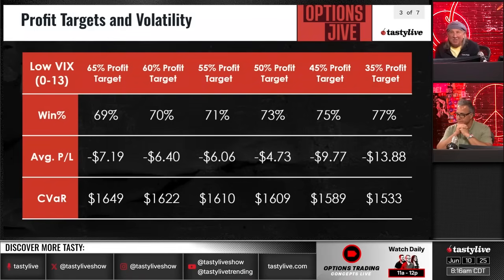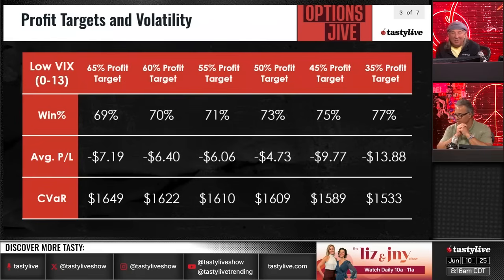The problem here is that all of your average P&Ls... You don't make any money. You take all the risk. Not quite, that's low VIX. CVaR is the same across the board, meaning you don't take a crazy amount of risk, but you don't make any money. Why? Knowing this, why did you make these trades with low implied volatility? Good question.